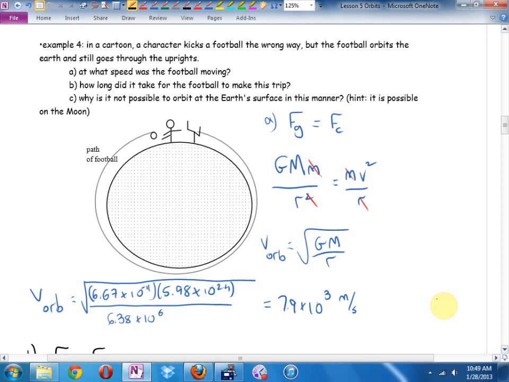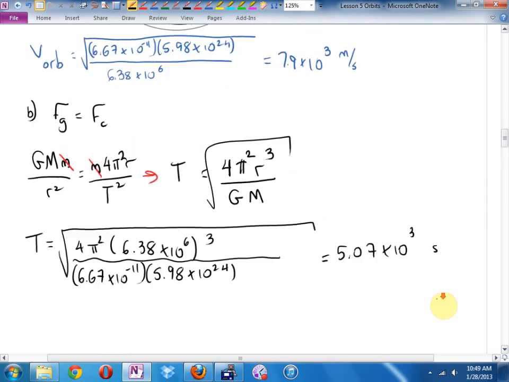But yeah, moon, no problem, because no atmosphere. Earth, air resistance would slow that thing down very, very quickly. In fact, it would probably get frying hot traveling that fast, just from the air friction. Now you can turn the page.